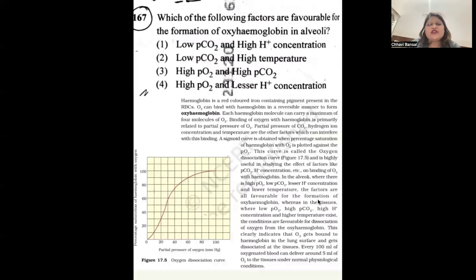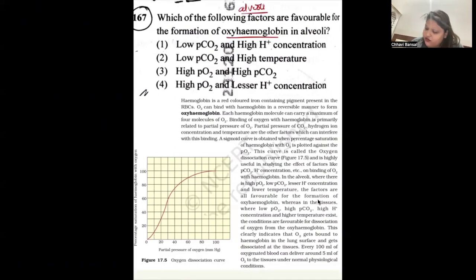Which of the following factors are favorable for the formation of oxyhemoglobin? Now, what is oxyhemoglobin? Binding of oxygen with hemoglobin is oxyhemoglobin. Where does it happen? It happens in alveoli. In alveoli, CO2 has to be removed from the hemoglobin, and then oxygen has to bind with the hemoglobin to form oxyhemoglobin. Now, what are the conditions required?